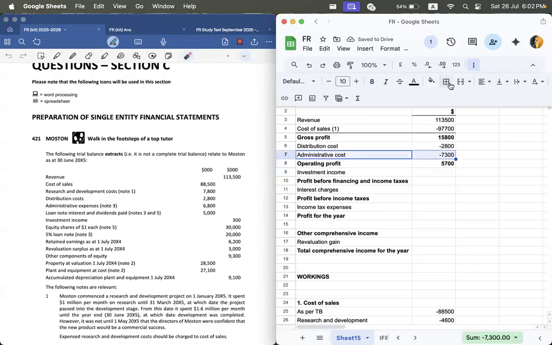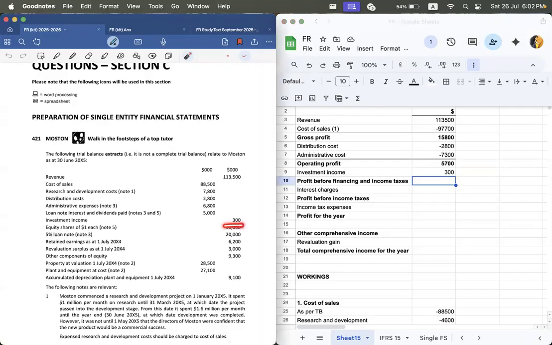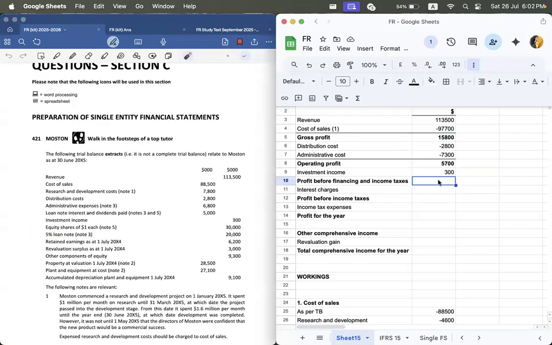For investment income, I placed 300 directly from the TB. It's 300 directly. See, the change in the SOPL doesn't really affect you. You need to have common sense. Investment is directly given to you in the TB, so you're just going to take that. Clear?